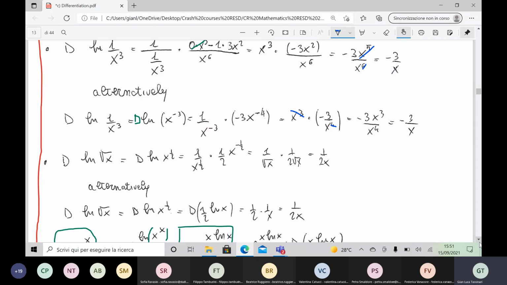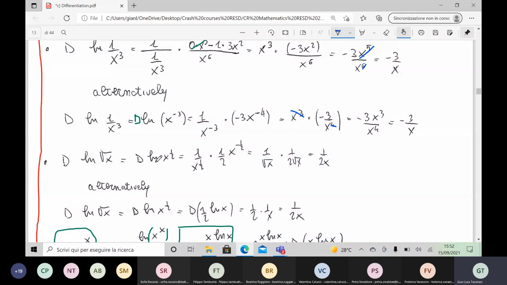Okay, now the derivative of the logarithm of the square root of x. What is it? It's the derivative of the logarithm of f of x. So the derivative of the logarithm of f of x is 1 over f of x times f prime. Here f of x is the square root of x. Suppose we do not remember the derivative of this function. We computed it previously, but suppose we do not remember.